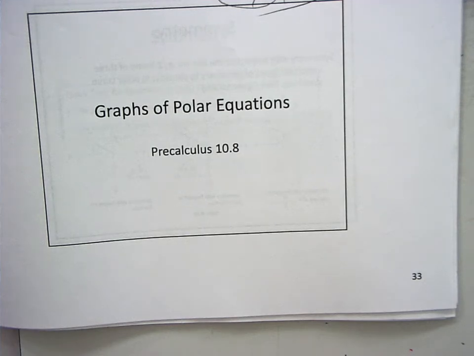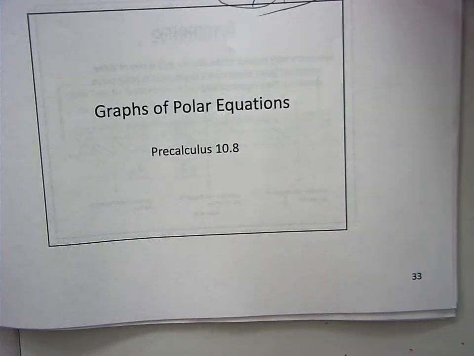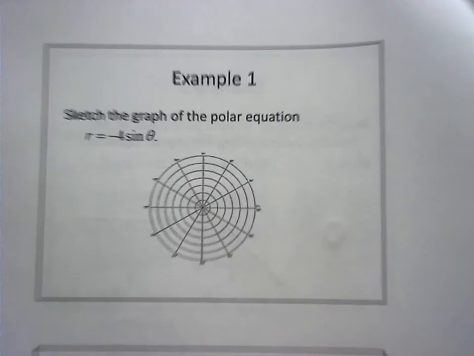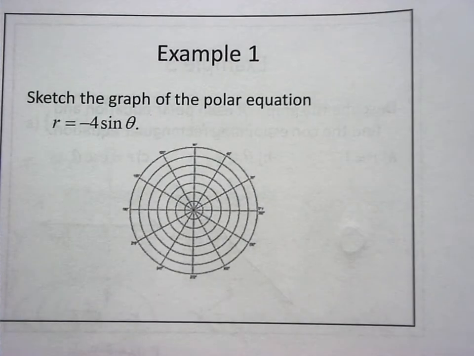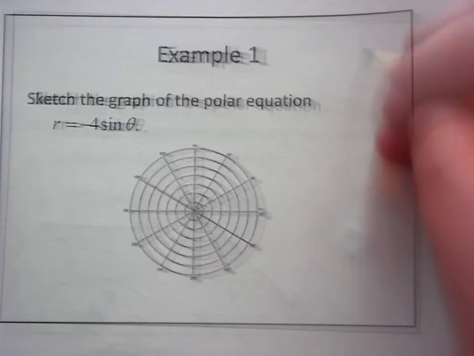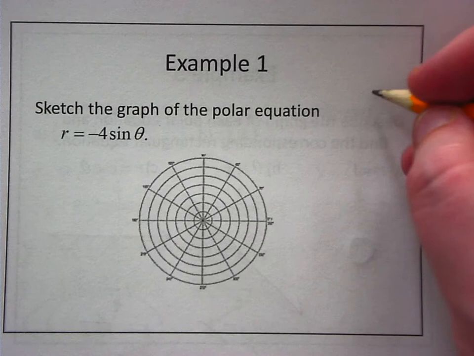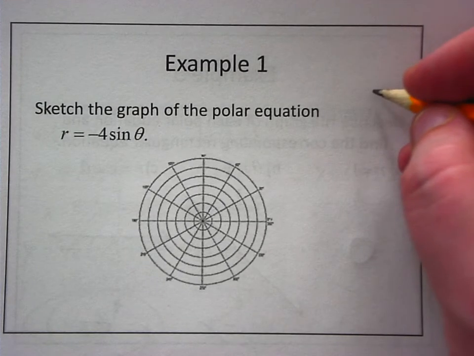Okay, for 10.8, we're going to actually look at the graphs of polar equations, not just polar coordinates. And in polar coordinates, you still had that radius and angle as far as finding where the graph is. So if I have something like this, where I have an equation system, I can essentially do this by plotting points.